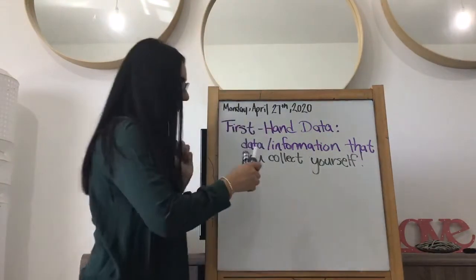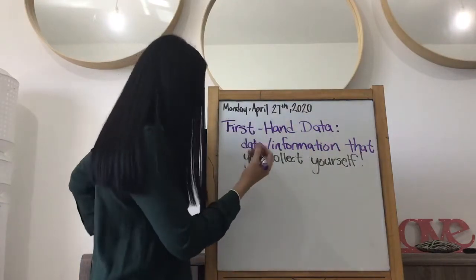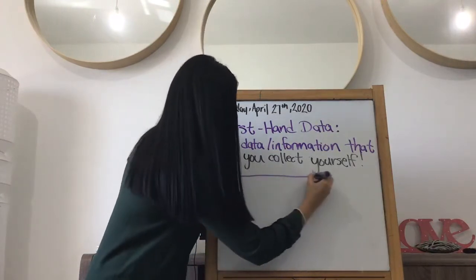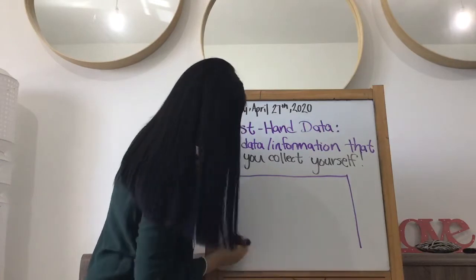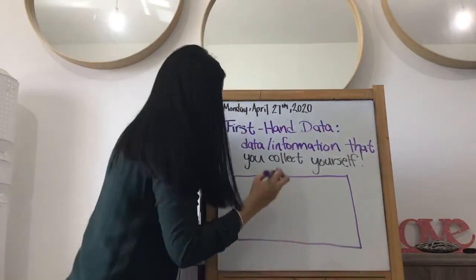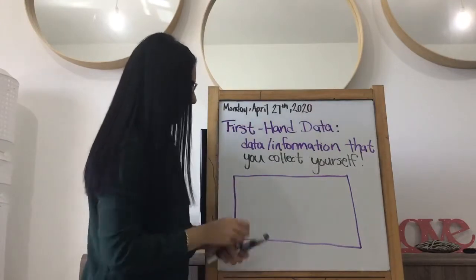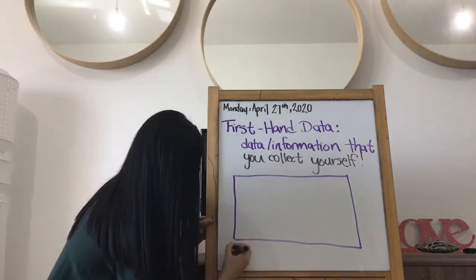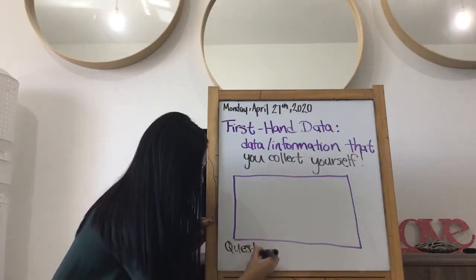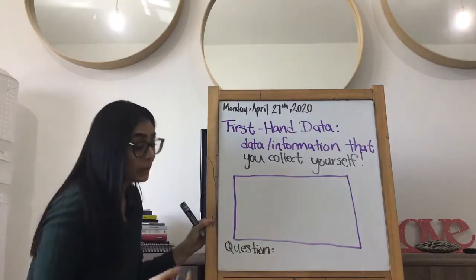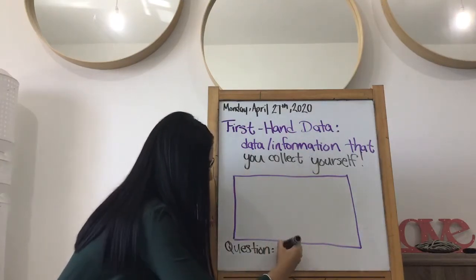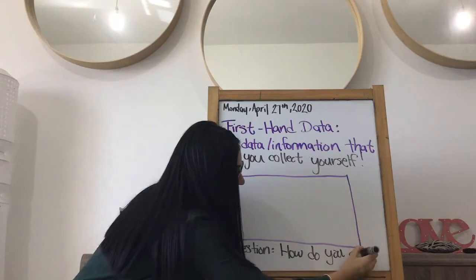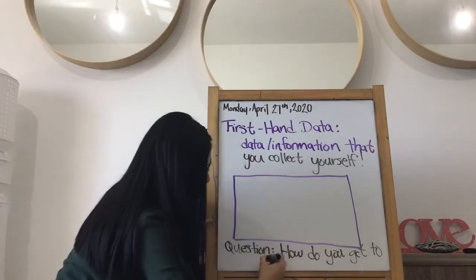So let's say, for example, if I had asked, and I'll make a chart, because there are different parts that go into collecting data. So let me make a chart like that. And now I'll write at the bottom, just so it's not distracted with the words. You always have to have a question, right? So I'll write this: question. My question would be, how do you get to school?